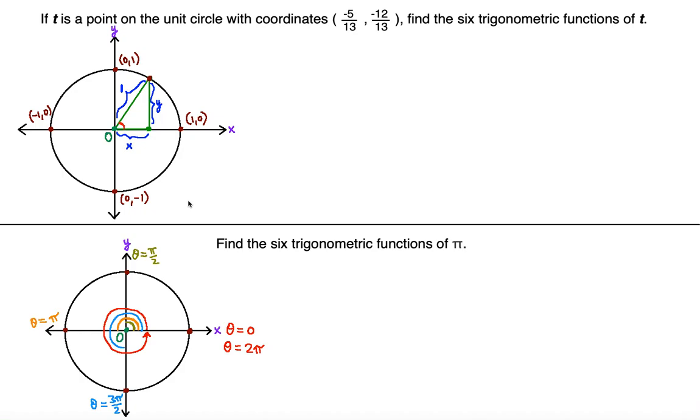In these two problems, you're asked to find 6 trigonometric functions using the point in the first example and only the angle measure in radians in the second example. So in order to do that, you have to understand how the unit circle works. In the first example, we're basically going to use the concept of the relationship of the coordinates to the 6 trigonometric functions of t.